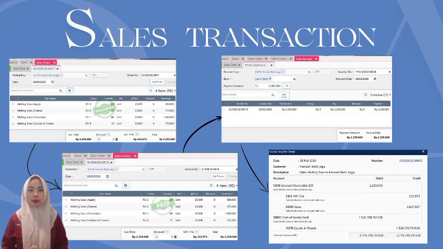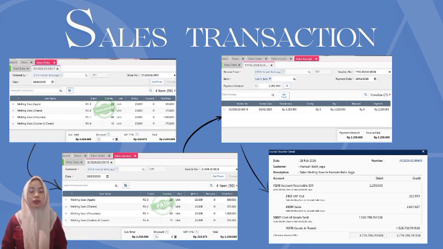So in this slide, I will explain the sales transaction process and how it's recorded within the Accurate accounting system. We will walk through the entire flow from the creation of the sales order until receipt of payment. When a sale occurs, the process begins with the creation of a sales order, which records the customer details, item order, quantity, and also the total amount.